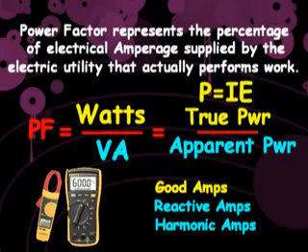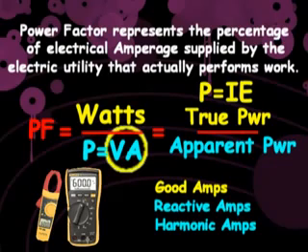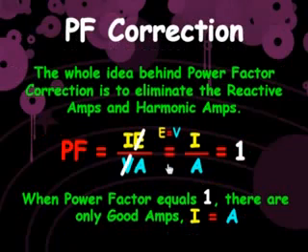So they gave the multimeter amp its own power equation. Instead of IE, it's VA. And instead of true power, it's called apparent power, because it looks like the extra power is apparently there, but it's not. Only good amps produce watts.